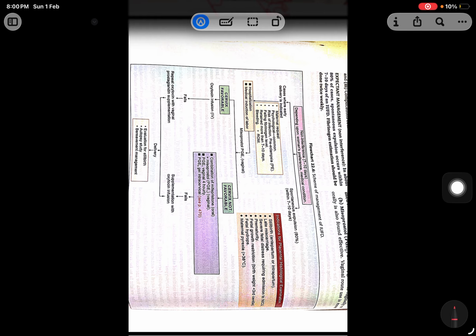Then again, how do you manage if the cervix is not favorable? First you have to wait, with no interference, and wait for spontaneous labor. But if early delivery is indicated, based on maternal request or any infection, then you have to hospitalize the patient, then medically try to induce labor using misoprostol gel, and check whether the cervix is favorable or not. If it's favorable, start oxytocin infusion. Again, if it fails, start prostaglandin supplementation and deliver. But if it's not favorable, then you have to use all these things, and again you have to deliver.